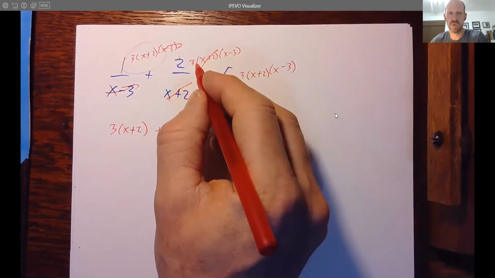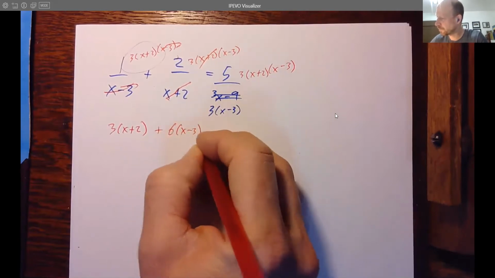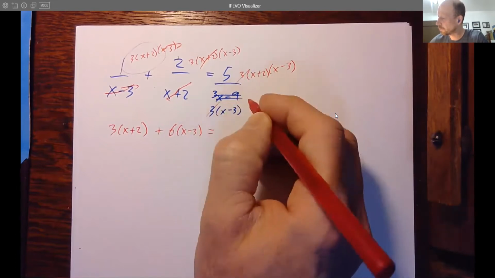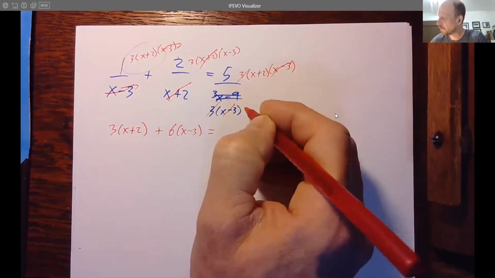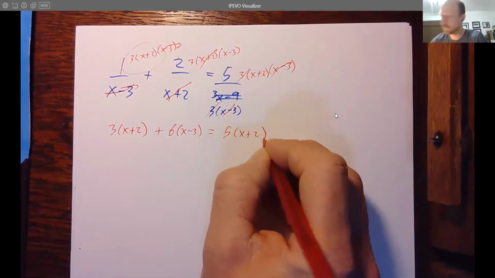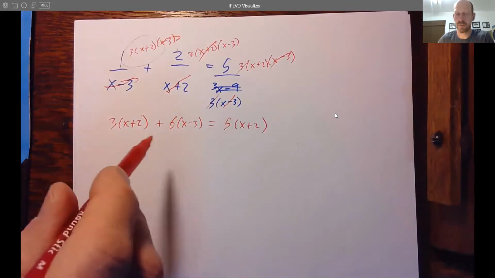So here I have a 2 times a 3, so I'm just going to multiply that out first. That's the quickest. And here, right, the 3 and the x minus 3 cancel. So I get 5(x plus 2). Right? And this is where I want to be, right?